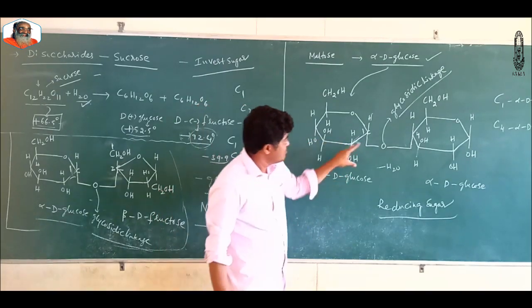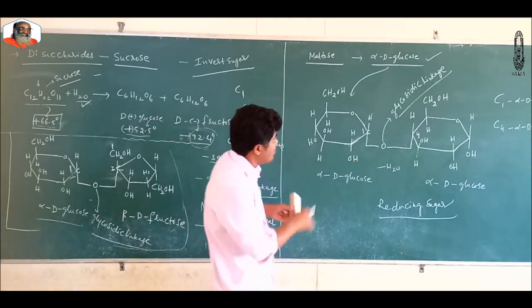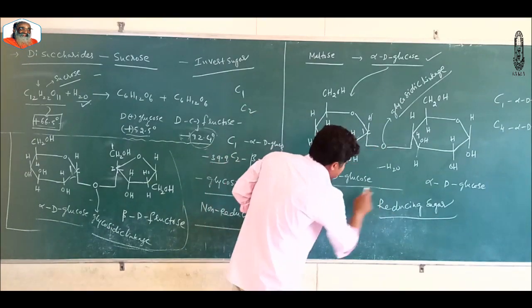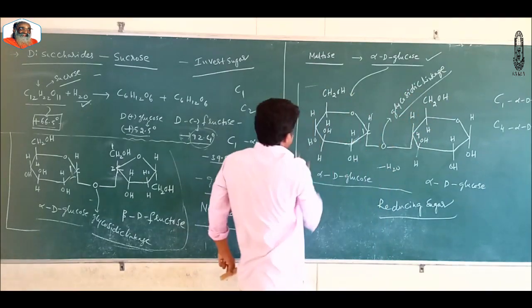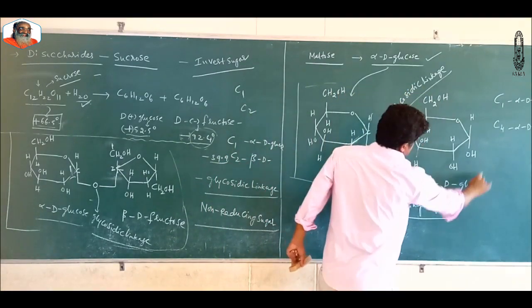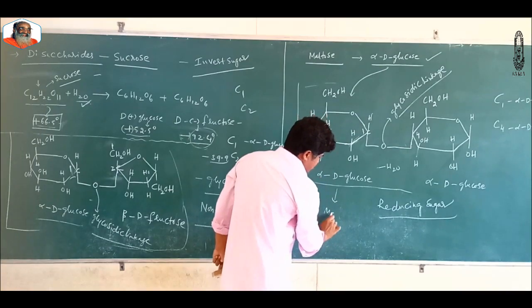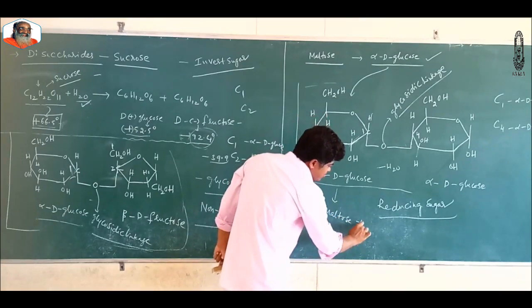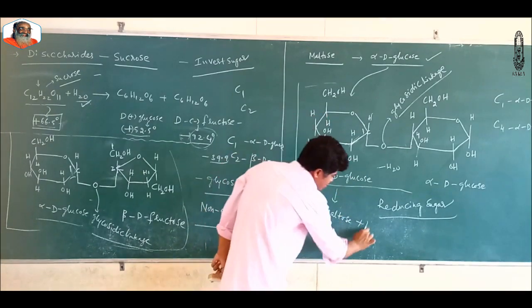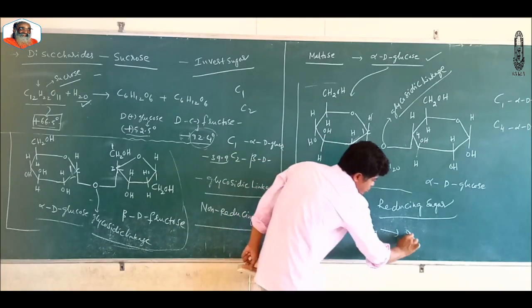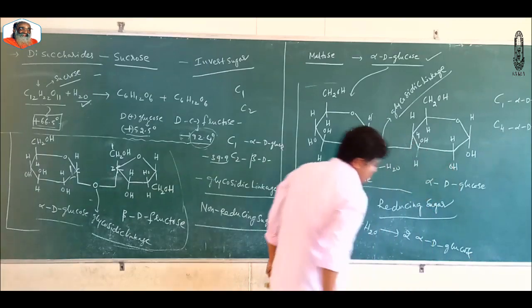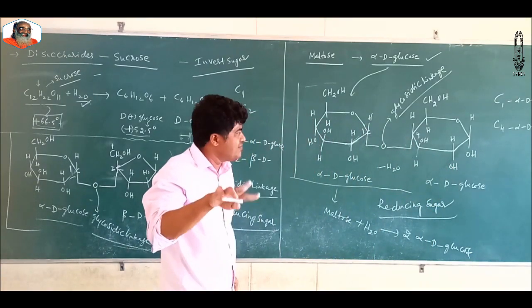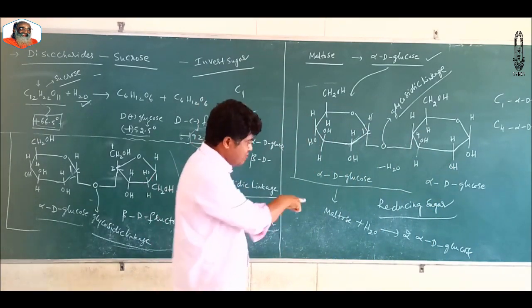And when these two units are linked through an oxygen atom, what is that structure? It is the structure of maltose. Please remember, these two units, that is the structure of maltose. Again, if you add a water molecule to this maltose, you will get 2 units of alpha D glucose. And from those 2 units of alpha D glucose, if you remove a water molecule, again you will get maltose.